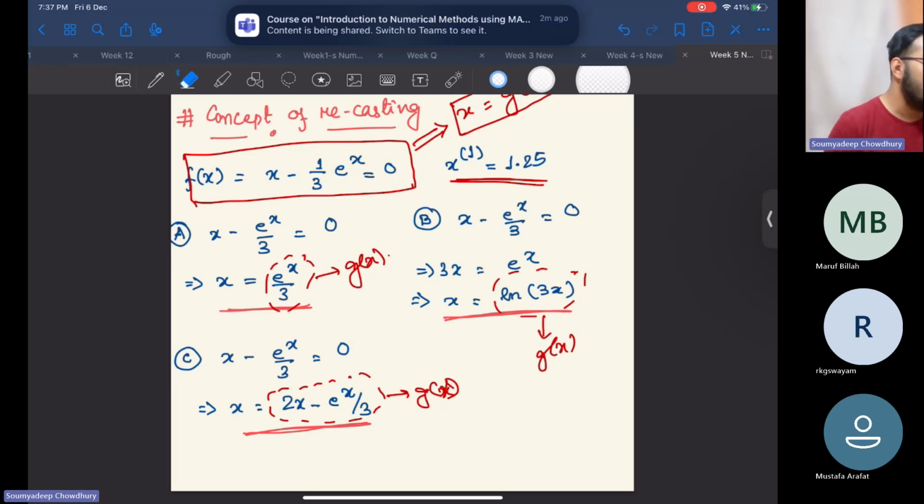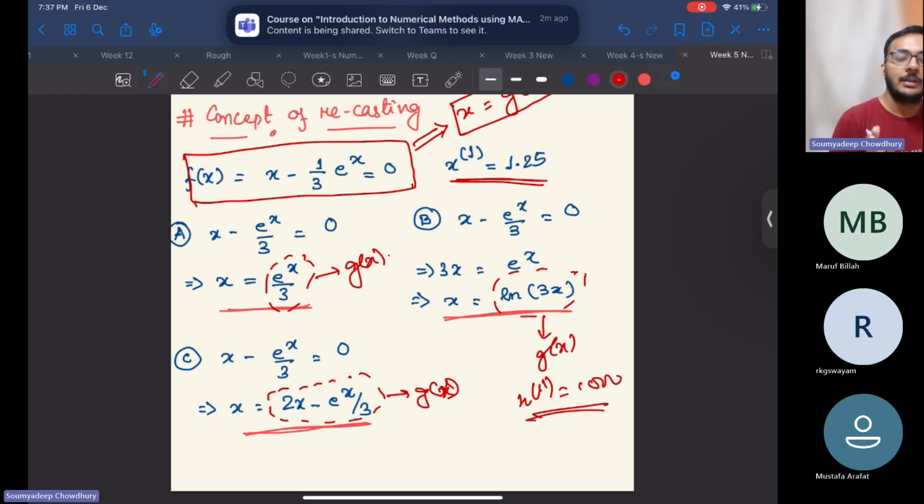So I'll show you another example where you can see that, based on the recasting function, your solution can also diverge. As I showed you, for x equal to ln of 3x, if I take the initial value as some random value, say x of 1 taken as 1000, it diverges completely and we get some junk value of the order of 10 power 43 or something like that.